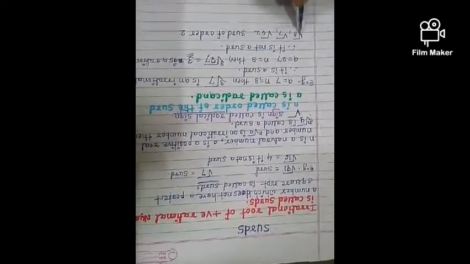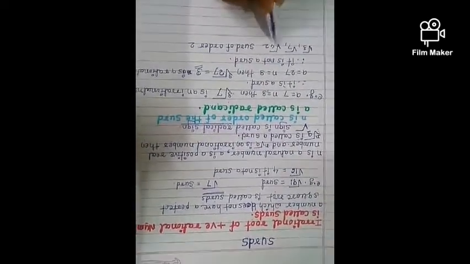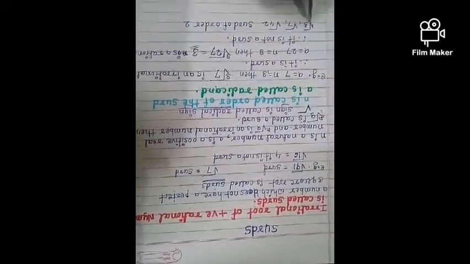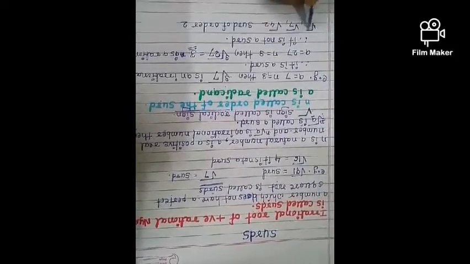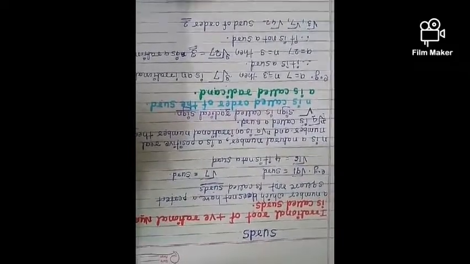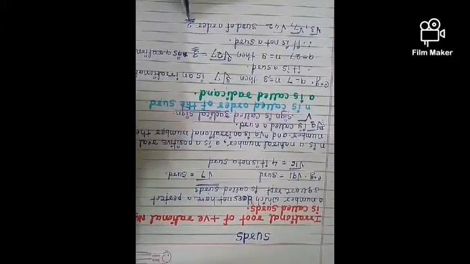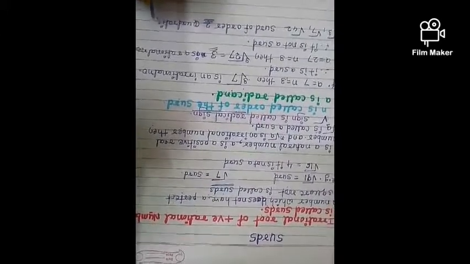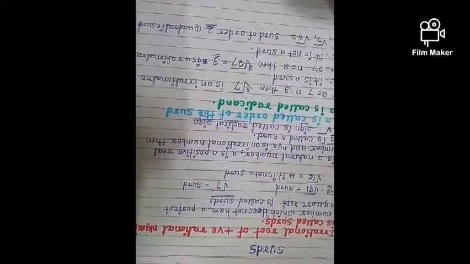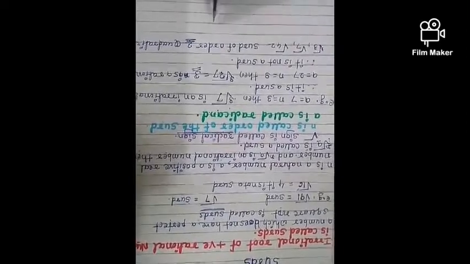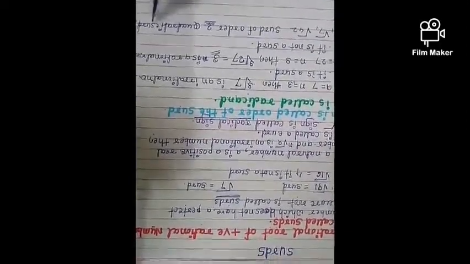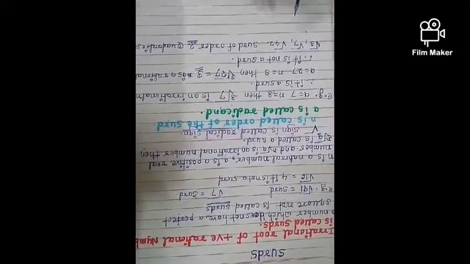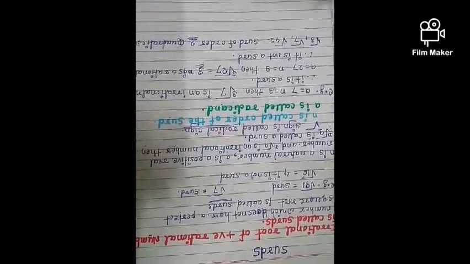So see here, root 3, root 7, root 42. Here the order of the surd is what? The order of the surd here is 2. A surd of order 2 is called a quadratic surd. When the surd order is 2, this surd is called a quadratic surd. So now students, this year we are going to study only quadratic surds.